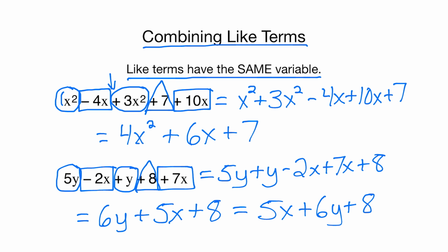Also, when you're combining like terms, you have to keep the sign in front of the term that immediately follows it. So we have negative 4x in the first example, and we have a negative 2x in the second example. We can't change that negative 2x from negative to positive. So make sure you watch your signs when you are combining like terms.